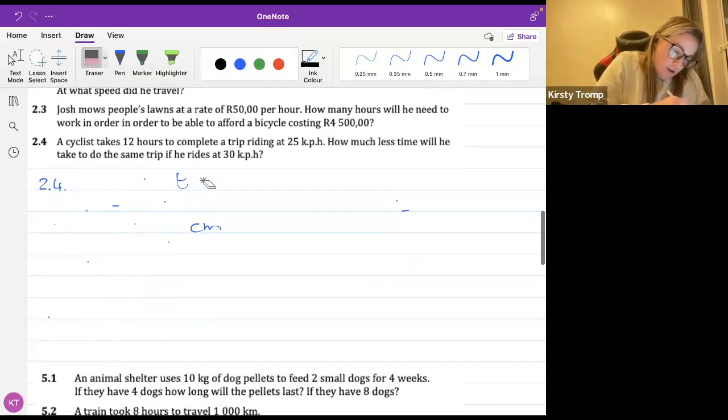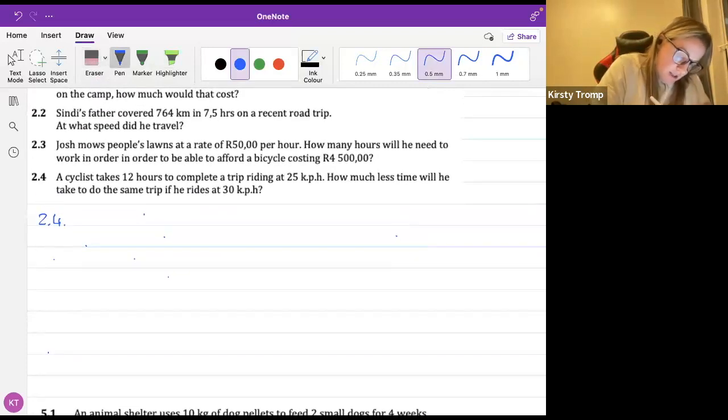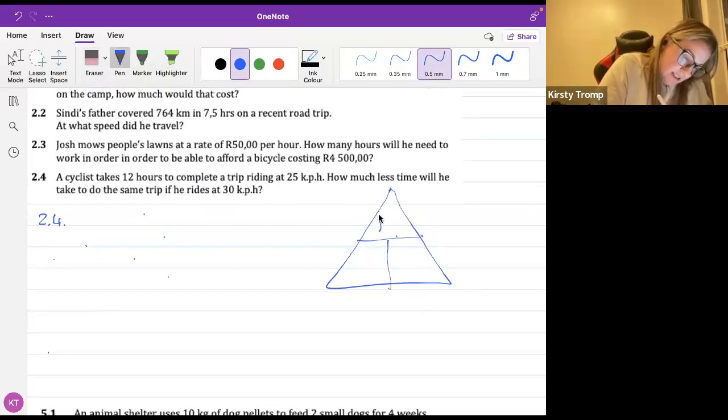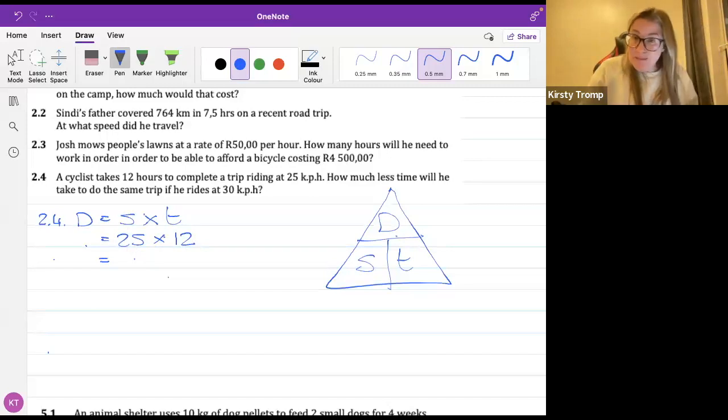All right, so the first thing you want to do whenever you see a speed, distance, and time question is you want to go draw your triangle. You want to say D, S, and T. It tells me a cyclist takes 12 hours to complete a trip at 25 kilometers. So your distance is equal to your speed times your time. So the speed is 25 times by the time of 12, and 25 times by 12 gives me 300.